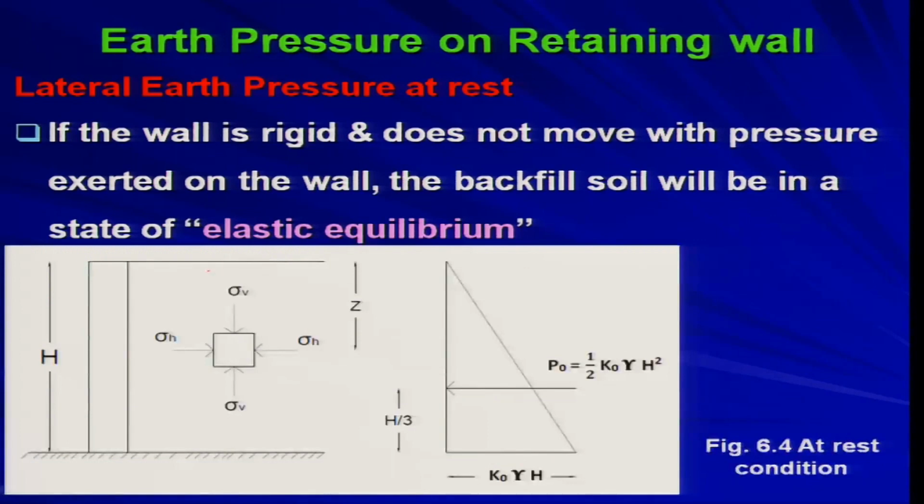So, what does it mean? If I look at this figure, this is the wall which is having the height, say, capital H. We are considering at some depth z from the top surface of the backfill one soil element. This soil element will be under this kind of state of stress. On the horizontal plane you will have sigma v, and on the vertical plane you will have sigma h. Horizontal and vertical planes both will be your principal planes, because there is no shear stress on these planes.